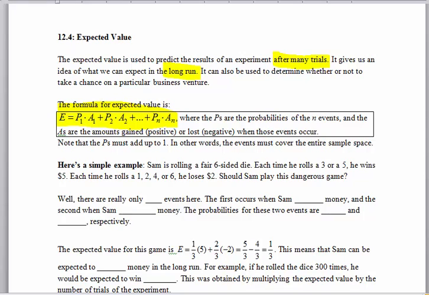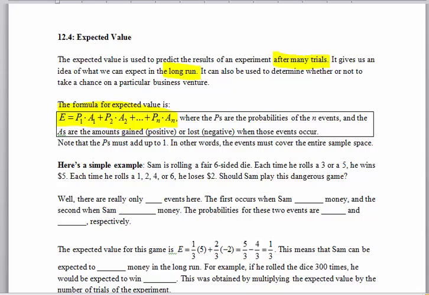So I start off with a simple example of Sam rolling a fair 6-sided die. Each time he rolls a 3 or a 5, he wins $5, and each time he rolls a 1, 2, 4, or 6, he loses $2. So the question is, should he play this game? Should you play this dangerous game? Because sometimes you're winning $5, sometimes you're losing $2.